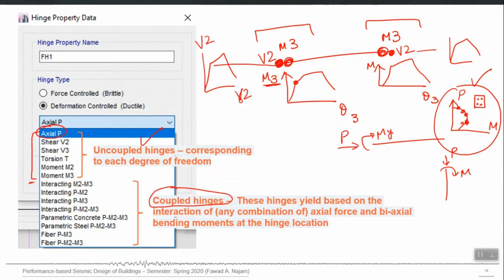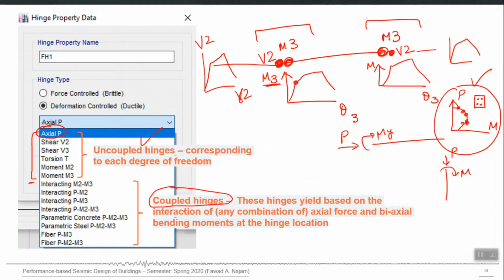So the program handles both degrees of freedom, axial degree of freedom and flexural degree of freedom, at the same time. If the action in one degree of freedom increases, the program reduces the capacity of the other degree of freedom, right? And if the action in the other degree of freedom increases, it reduces the capacity. So this kind of hinge, which accounts for both degrees of freedom or coupling of these degrees of freedom, is called an interacting hinge or coupled hinge.